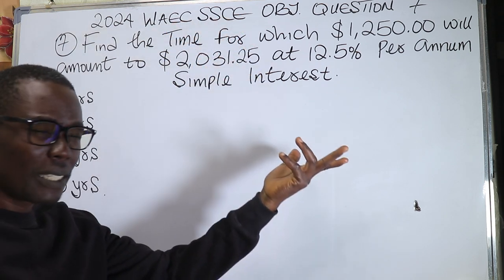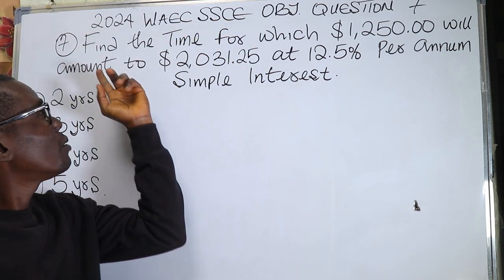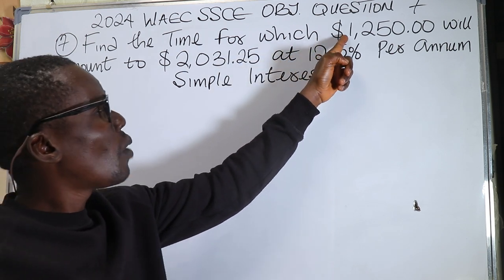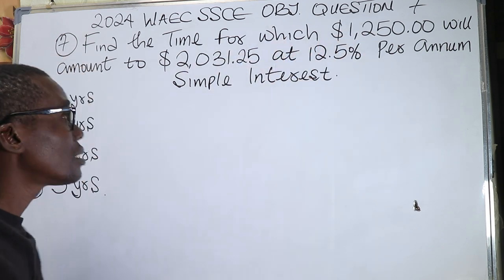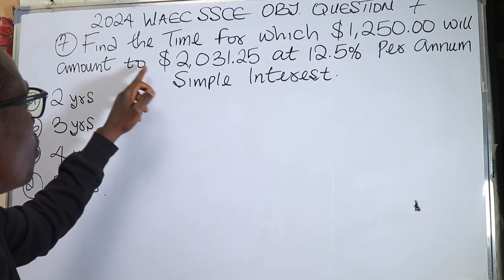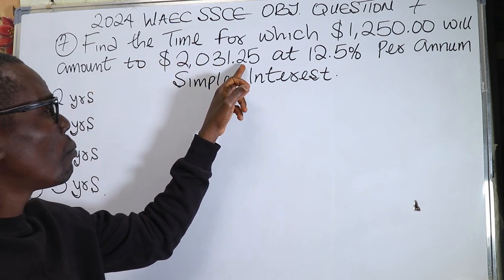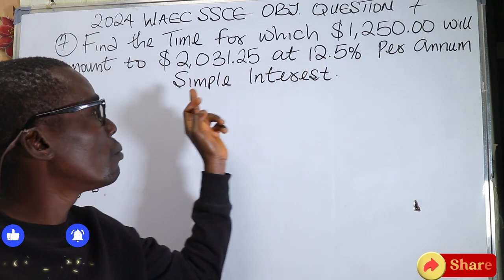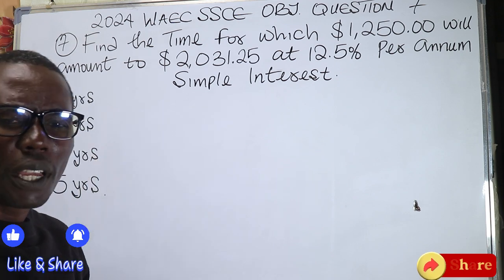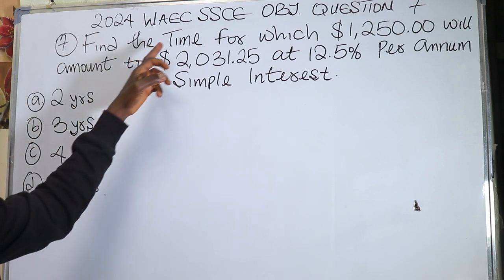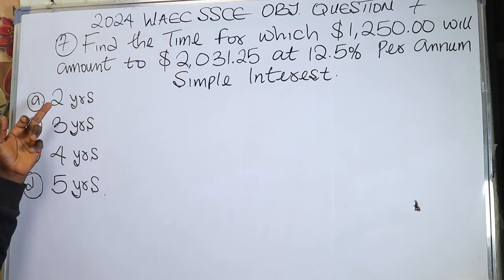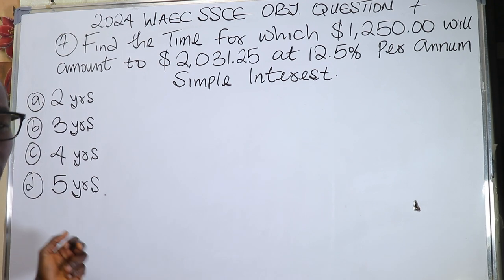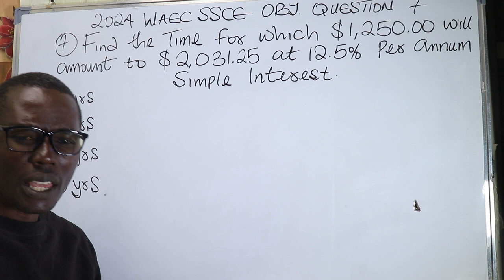This is question number 7, and in question number 7 we are asked to find the time for which $1,250 will amount to $2,031.25 at 12.5% per annum simple interest. We are asked to find the time. Is it going to be 2 years, 3 years, 4 years, or 5 years?